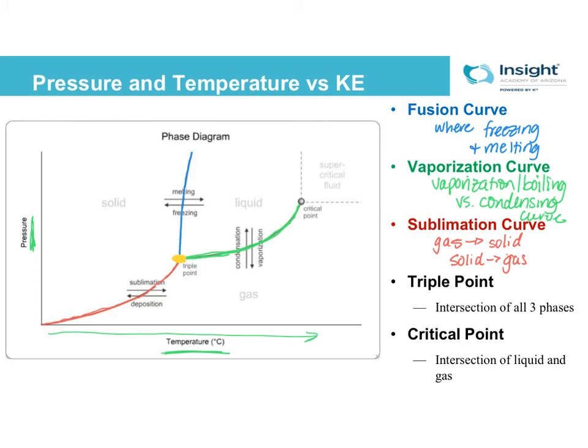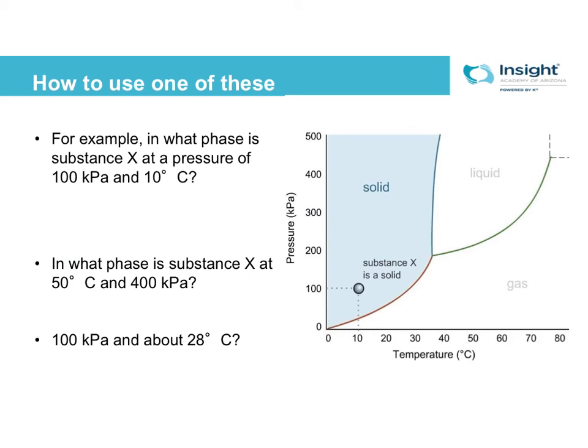The critical point is another one of those, and this is where, when you go higher than this temperature or higher than this pressure, you can't tell the difference between it being a liquid or a gas. You can think of that as the intersection of liquid and gas. So these are special points where you have very odd conditions of what's going on with your phases. These are good terms to know and understand related to a phase diagram.